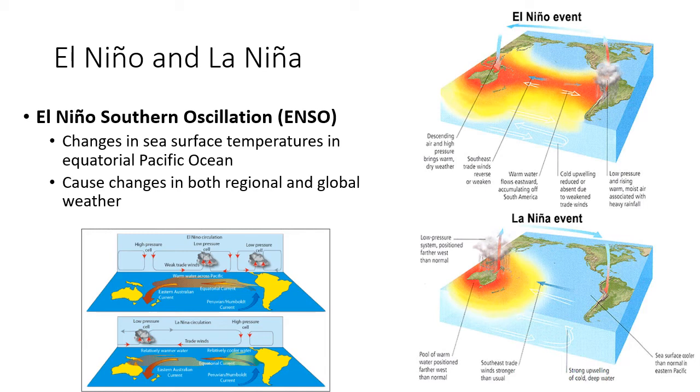Okay, so this whole system is part of the El Nino Southern Oscillation Cycle, or ENSO, and this is where you have changes in sea surface temperature in the equatorial Pacific Ocean. So we're looking at the equator and we're looking at the Pacific Ocean specifically. And again, it causes changes in both regional and global weather.